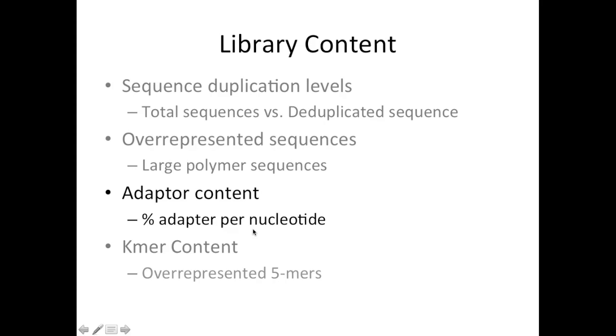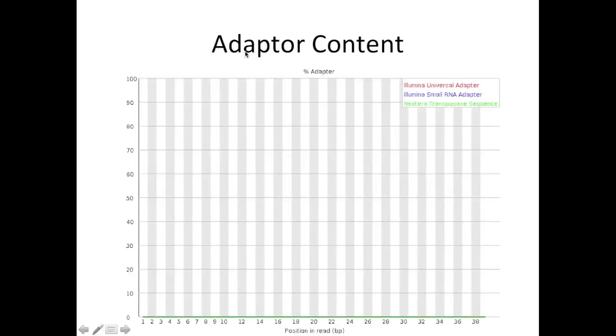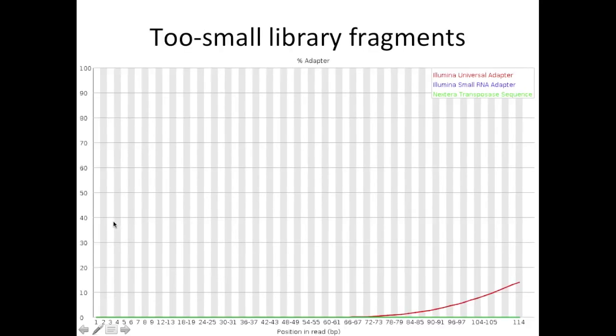So next, you can look at the adapter content. This is what we'd expect to see: no adapter content along the x-axis here, which is position in read, and the percent adapter is on the y-axis. However, if you have too small library fragments, in that case, your fragment for your library was smaller than the amount that was sequenced, you're going to start reading into the adapter as you move along in the sequence. So right here, at about 70 base pairs, you start reading into the adapter. So this library was a little bit too small for these 125 base pair reads. And so what you can then do is later trim off the adapter in order to help with downstream mapping.